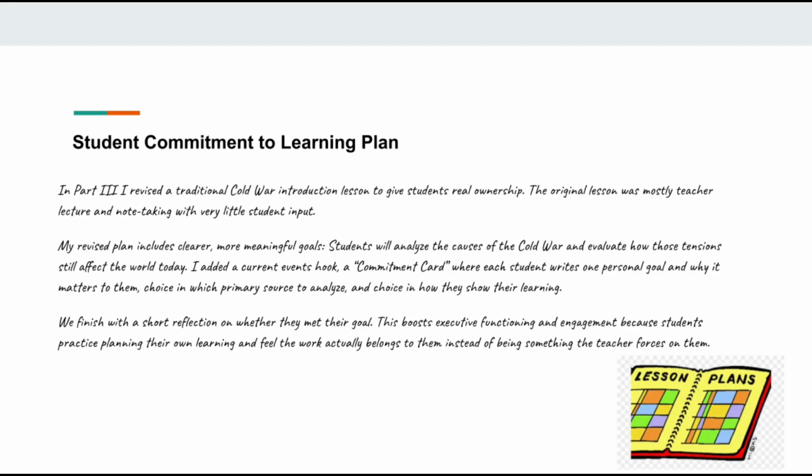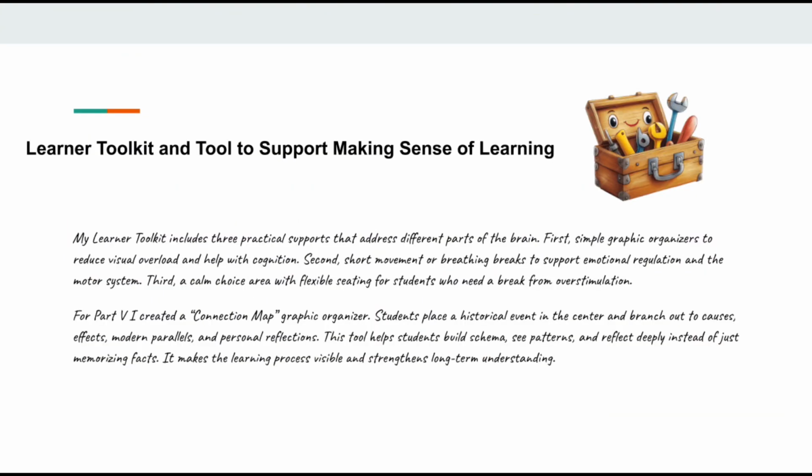I added a current events hook, a commitment card where each student writes one personal goal and why it matters to them, choice in which primary source to analyze, and choice in how they're learning as well. So we finish with a short reflection on whether they met their goal, and this boosts confidence. This boosts executive functioning and engagement because students practice planning their own learning and feel the work actually belongs to them, instead of being something the teacher forces on them.